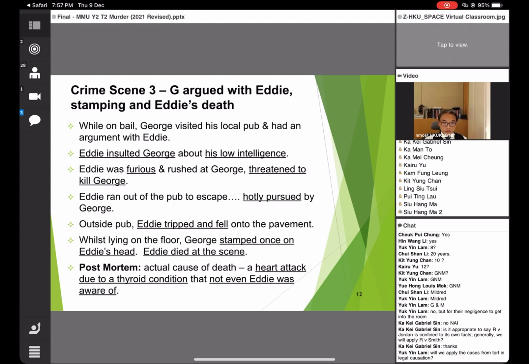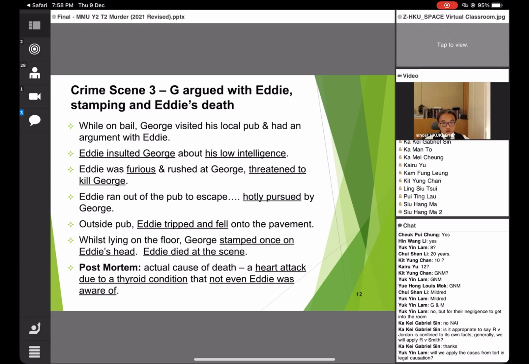Now, whilst on bail, remember it's on bail, George visited his local pub, and then he had an argument with Eddie because they were talking about some sort of Greek poetry. Eddie insulted George because of his low IQ. Eddie, in the argument, was very angry. So Eddie rushed over to George and threatened to kill George. Thereafter, Eddie ran out of the pub to escape, and George hotly pursued Eddie. So basically, there's no time in the middle. George just ran out to pursue Eddie.